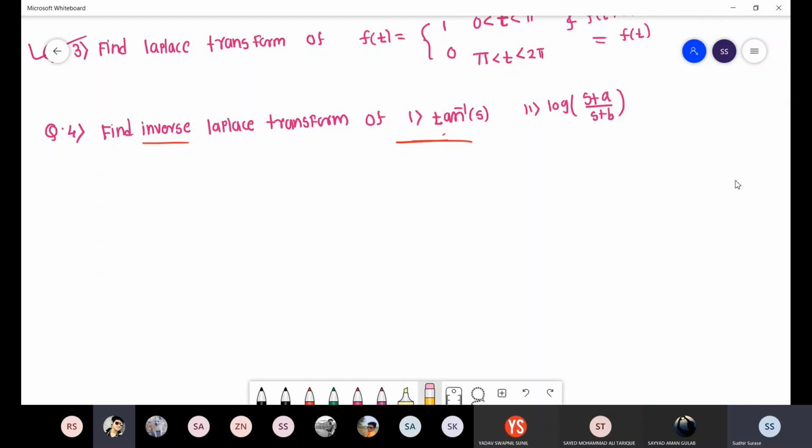Sir, can you repeat the third example? Which one? The periodic one? Yes, sir.